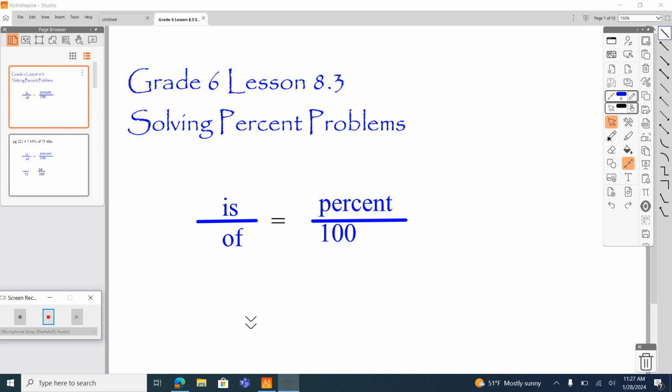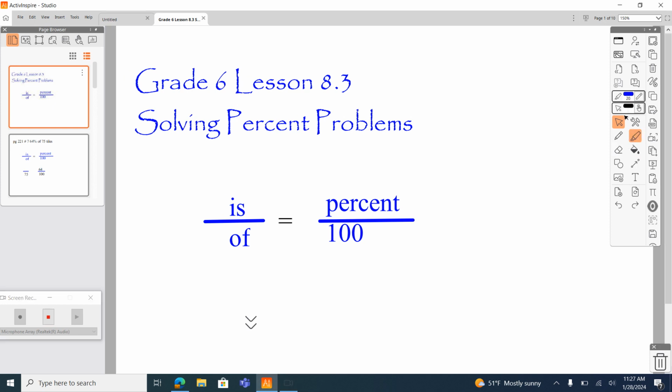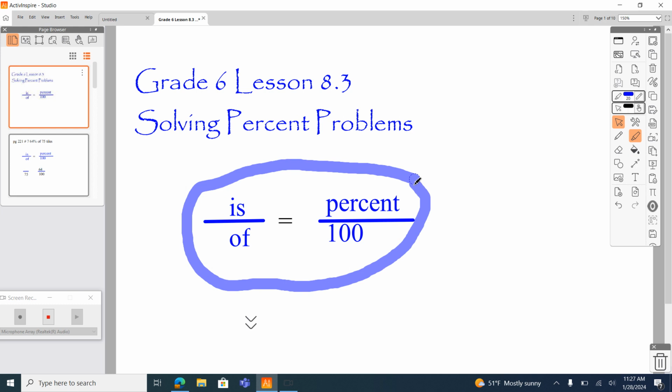And every single one of these is set up the same way, in that we're going to set up a proportion, which is 2 equivalent ratios. And one of them is going to use what we're going to call this is over of, and it'll make more sense as we go through this. And the other side, you're going to be dealing with a percent. Remember that percent is out of 100. So the number that they give you as the percent over 100. And as you go through these, you'll see, keep using this format.